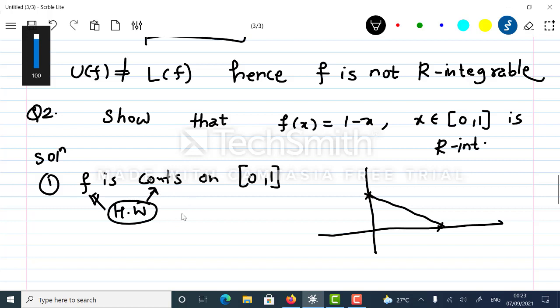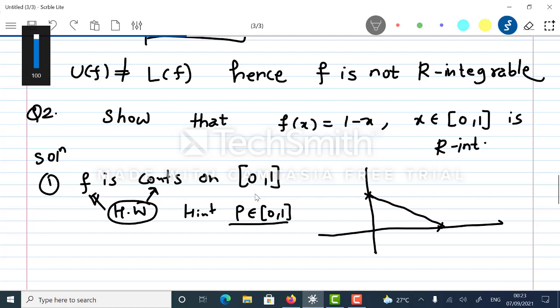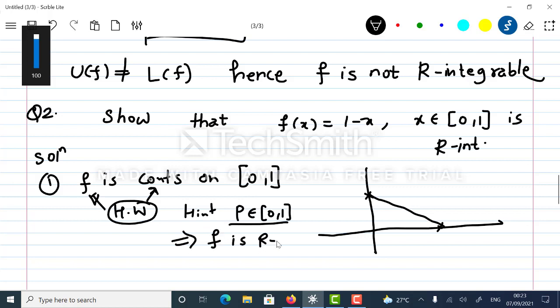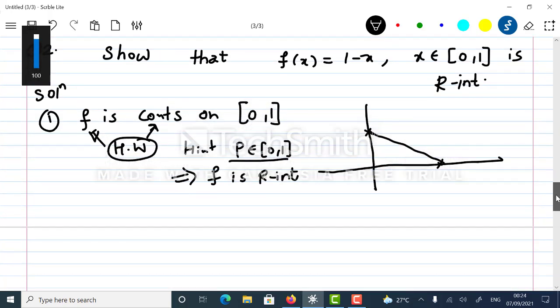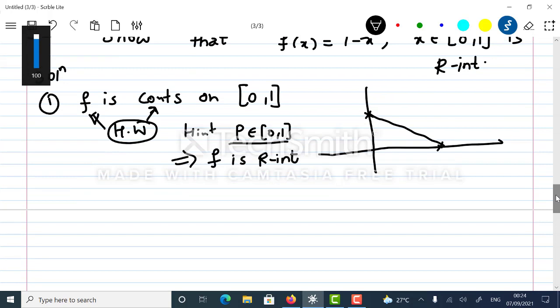I'll just give a hint. You take any point P belonging to the closed interval 0, 1 and show that f is continuous at P. If f is continuous at P, further f is defined on a closed and bounded interval. A continuous function defined on a closed and bounded interval is bounded. So f is bounded and continuous, hence f is R integrable, because we have proved the property that a continuous function defined on a closed and bounded interval is R integrable.